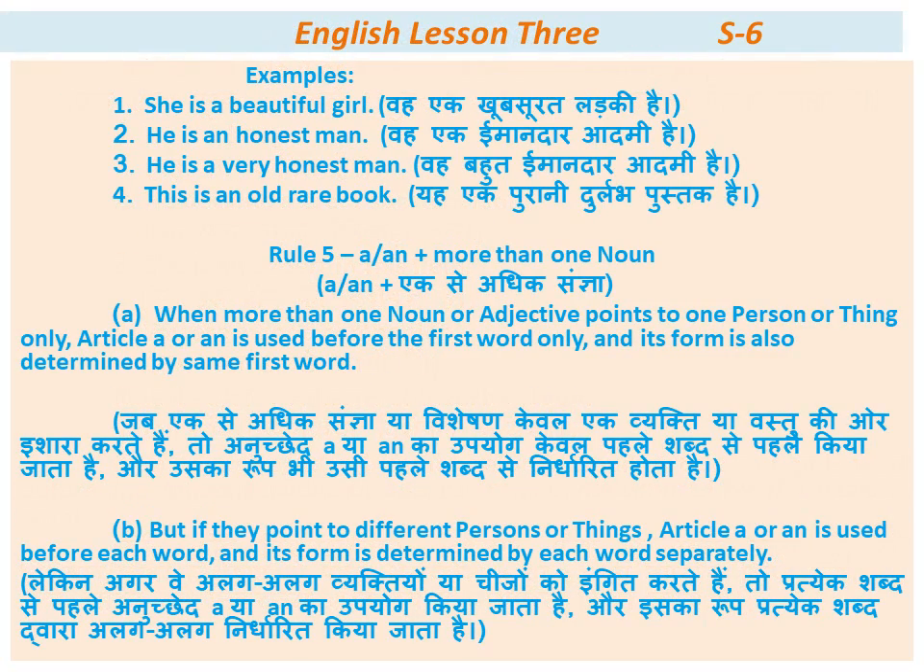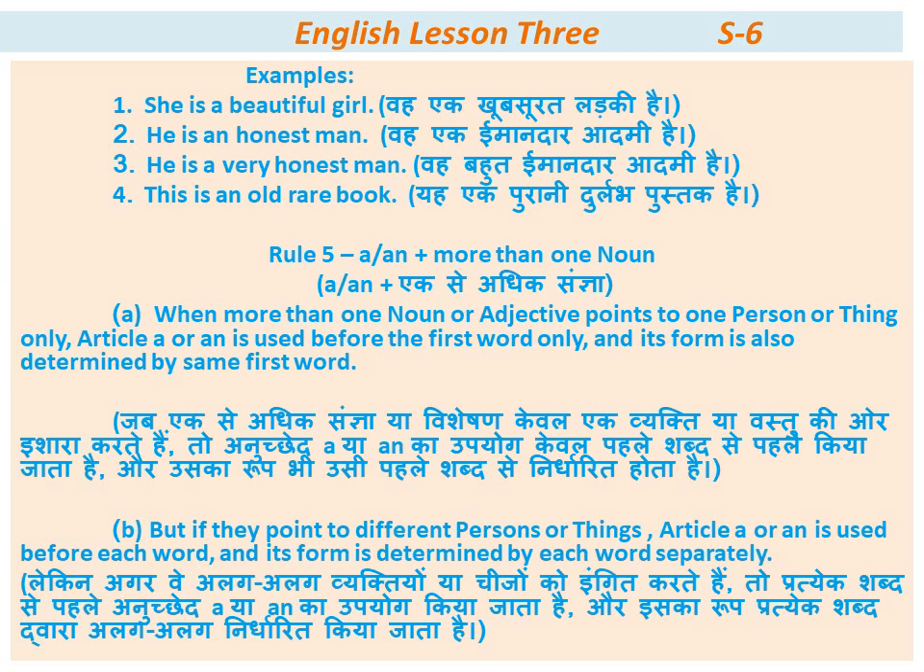Now friends, we have come to English lesson 3, slide 6. Earlier we have studied rule 4 for a and an articles, used when adjectives or adverbs come before nouns. So here are a few examples which will make you clear about rule 4 about a and an articles.